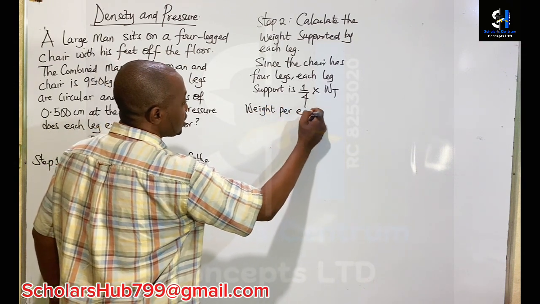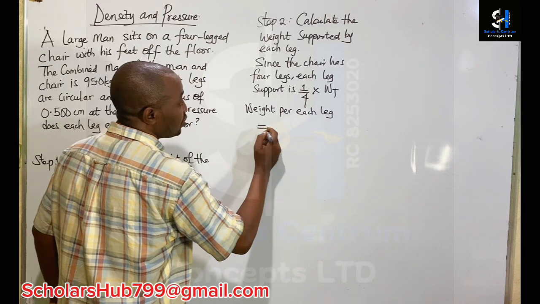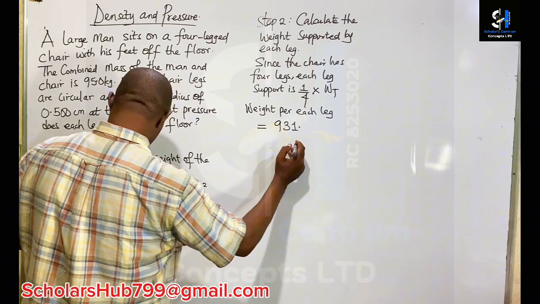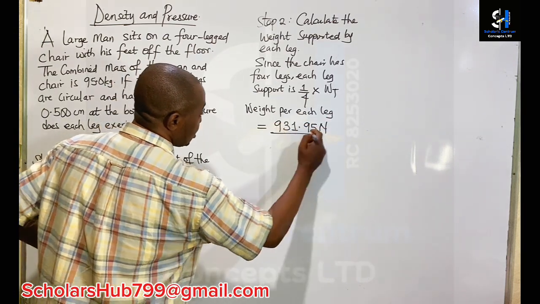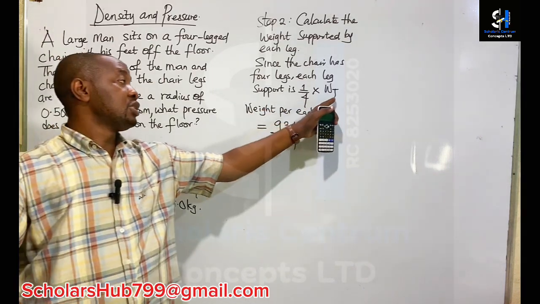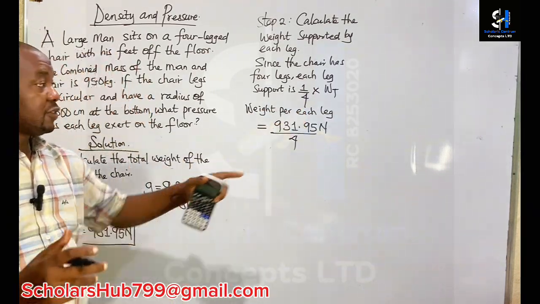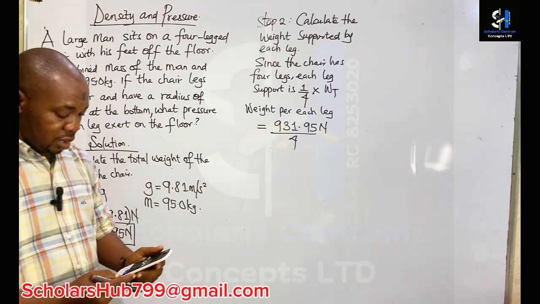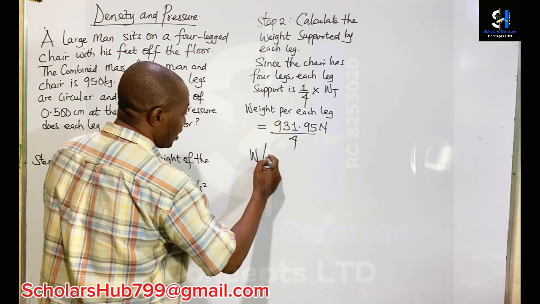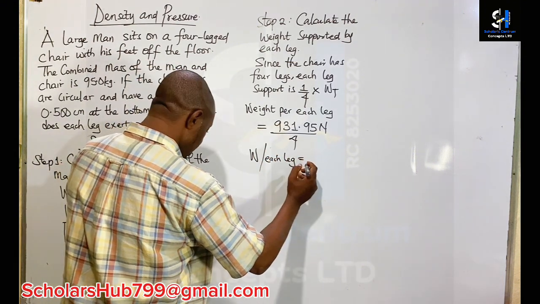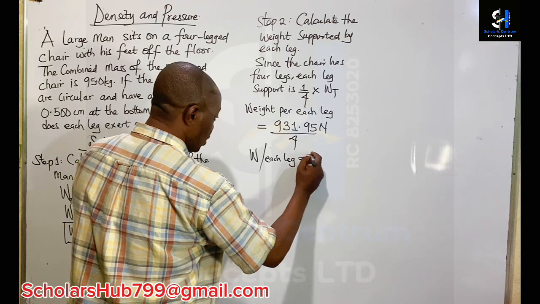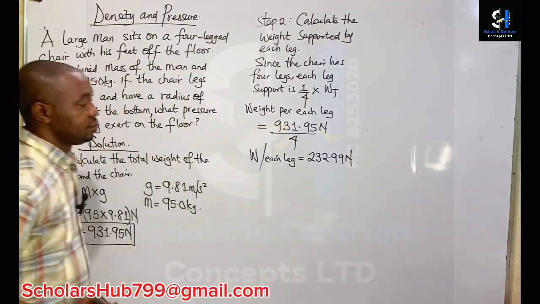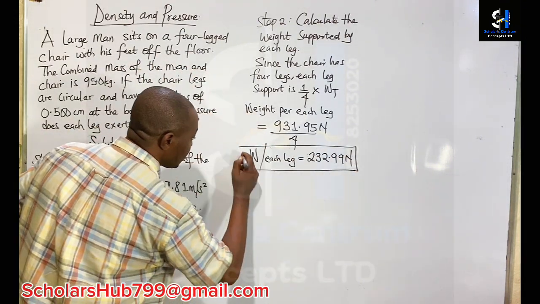So the weight per leg equals the total weight, which is 931.95 Newton, divided by 4. Because when this is multiplied by 1/4, it is this value over 4. When we divide the value by 4, the weight per leg will be 232.99 Newton. So this is the weight per each leg.